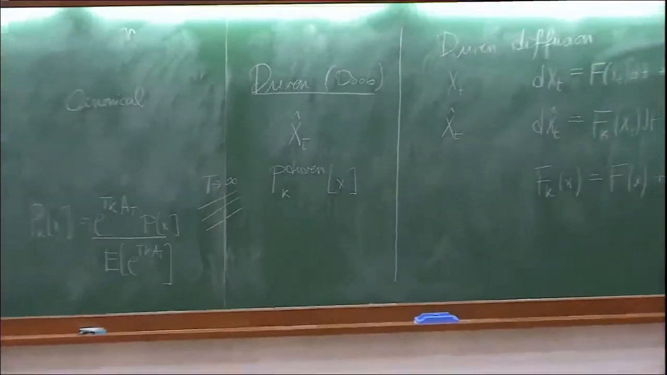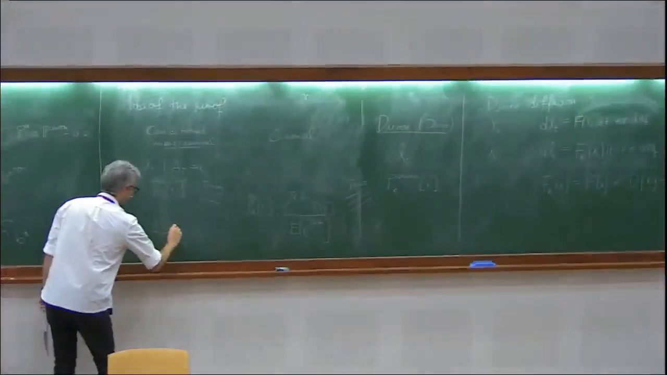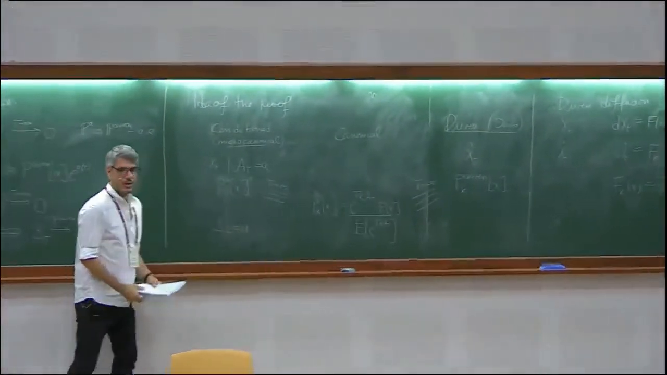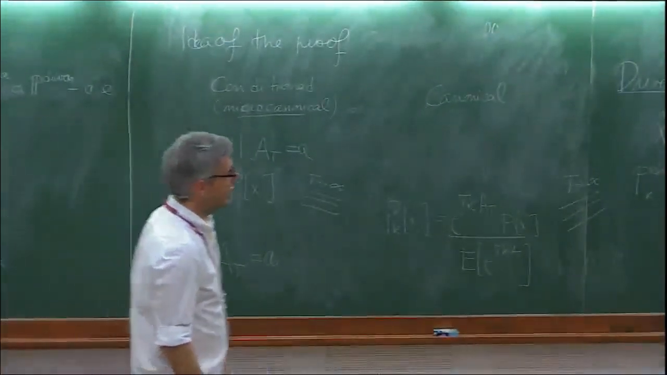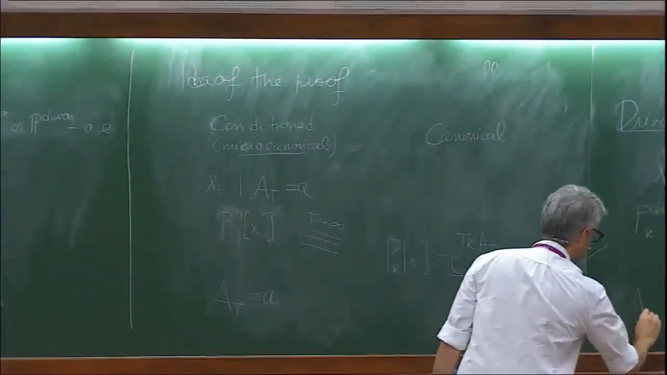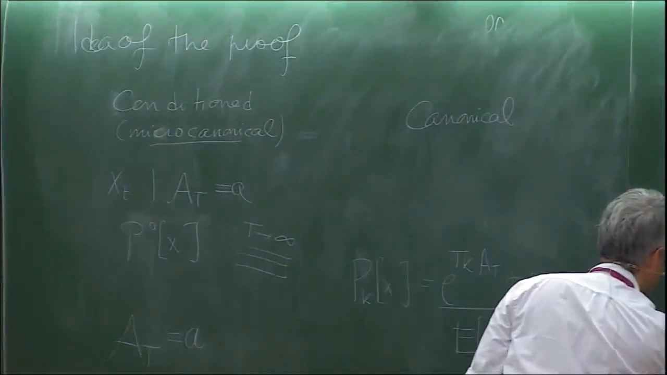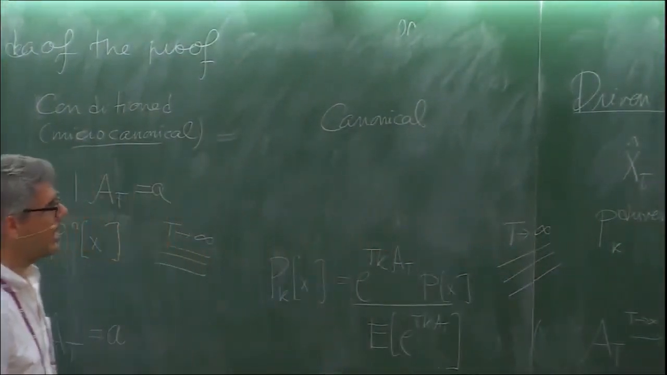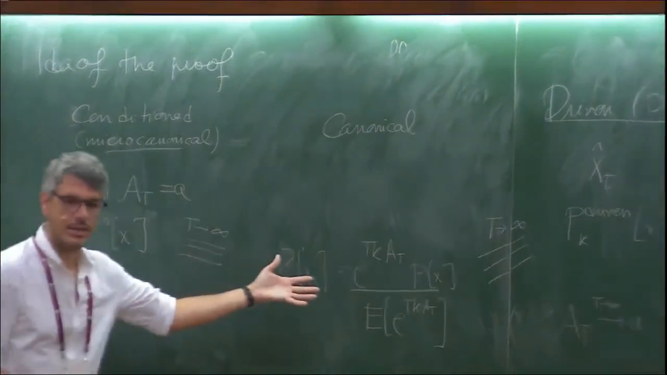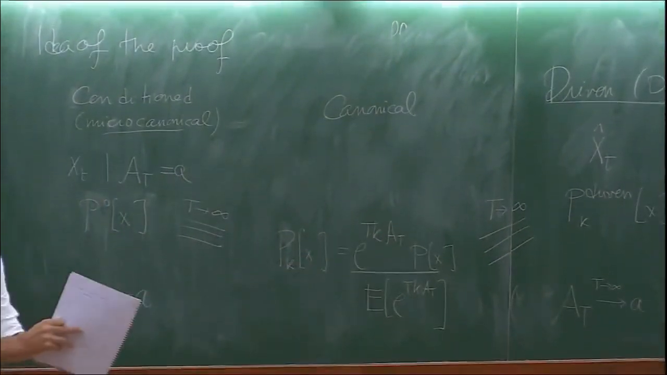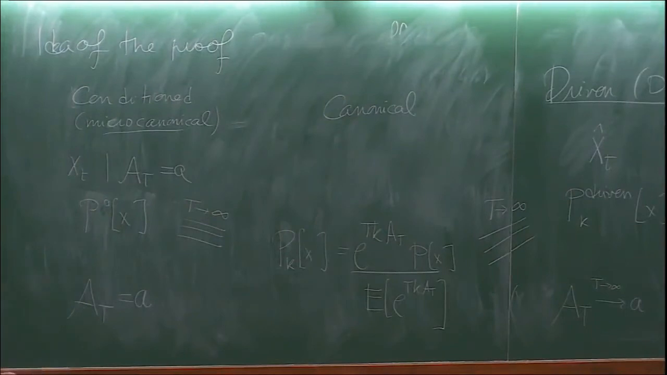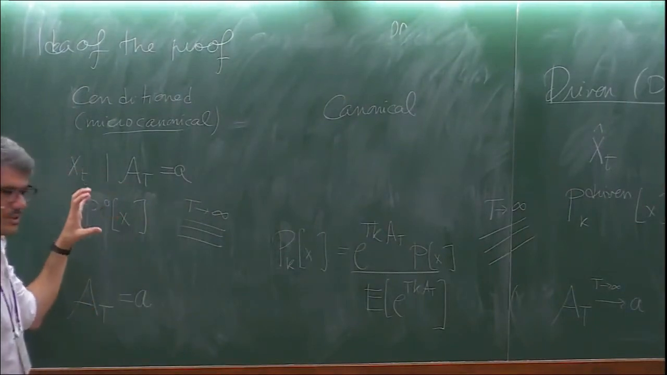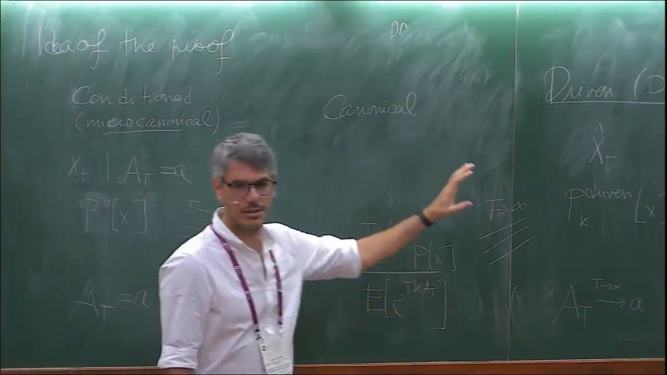It's clear that the two processes are different because on this side, I have A_T equal to a with probability 1. What do I have on this side? I don't have this property. The property that I have is that in the long time limit it will concentrate onto that constraint. So here I have a soft constraint, which is the canonical ensemble, and it only concentrates in the long time limit, whereas here I have the hard constraint. So here you have zero variance, but here you have asymptotic zero variance.